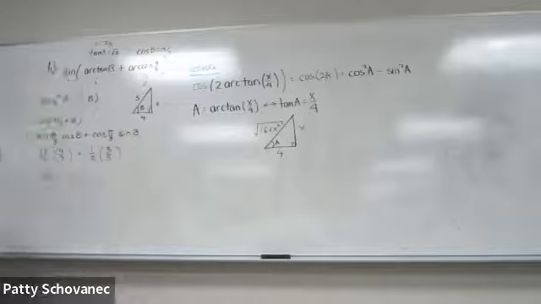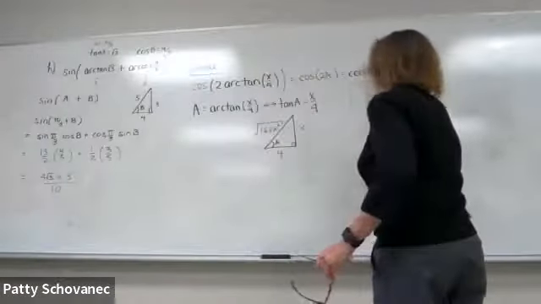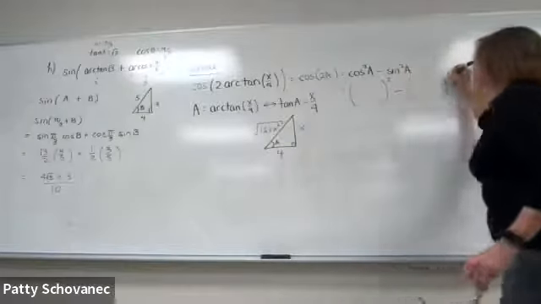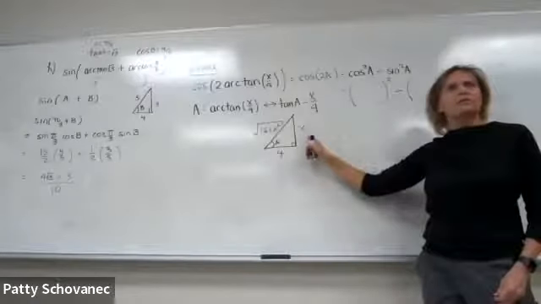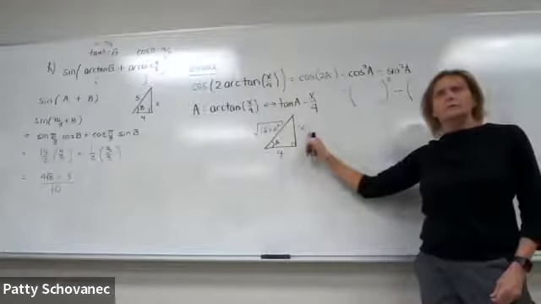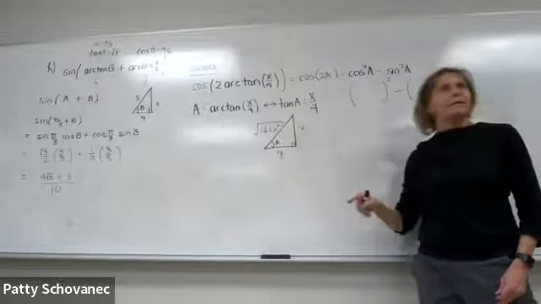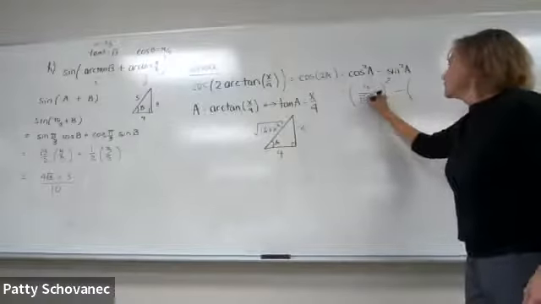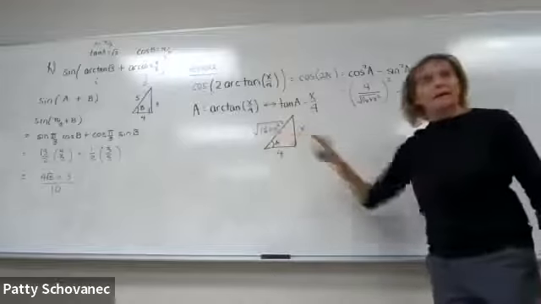Okay. So now you need the cosine of that angle, and then we'll square it. Then you'll need the sine of that angle, and then you'll square it. All right, using this picture, what's the cosine of this angle? 4 over that guy, right? And this one would be x over that guy.